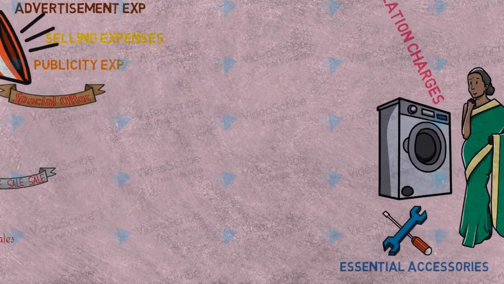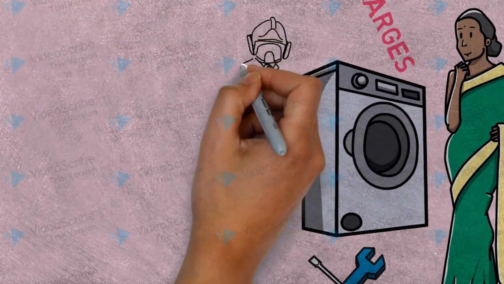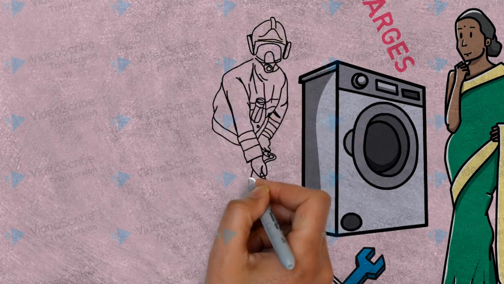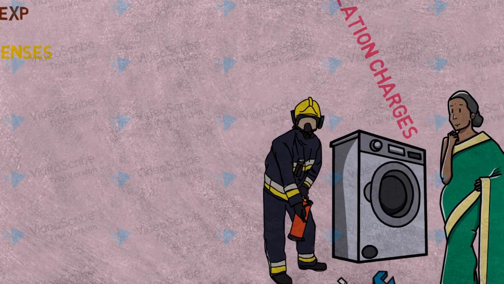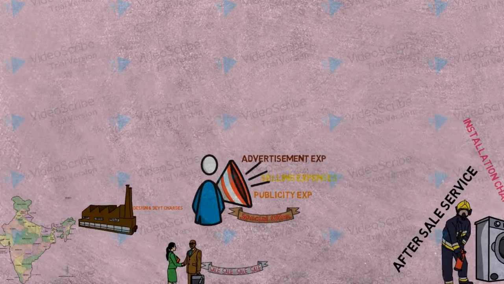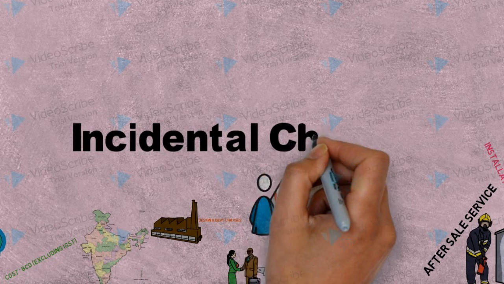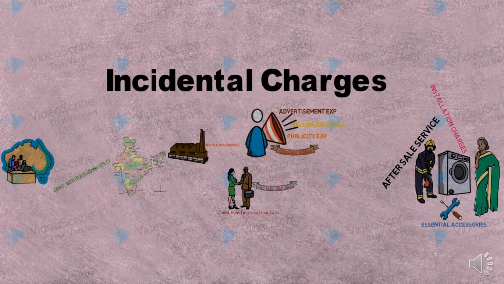After a few months of use, the company also sends its representative for servicing the washing machine, the cost of which can also be an incidental expense and charged as after sales service. All these are incidental charges to be added in the computation of value of taxable supply for GST.